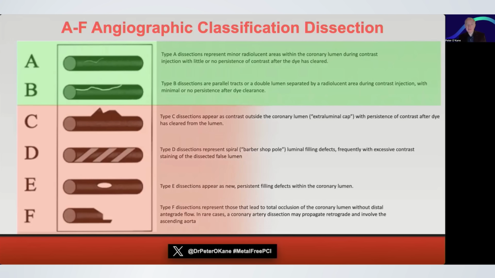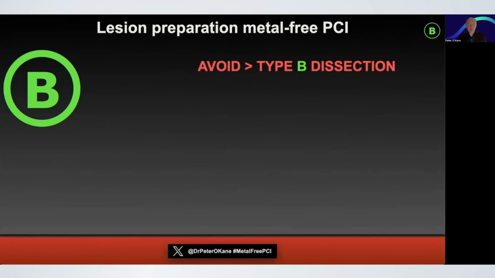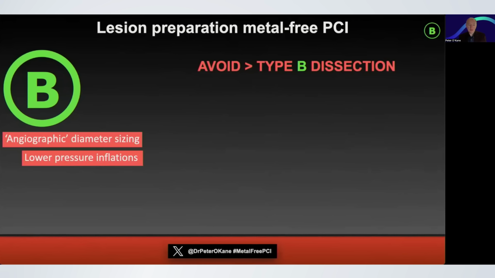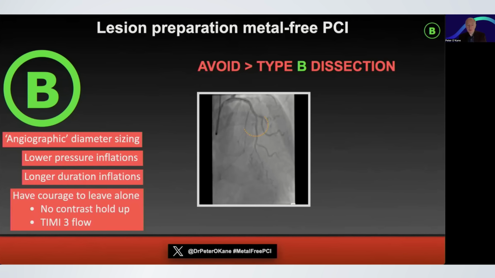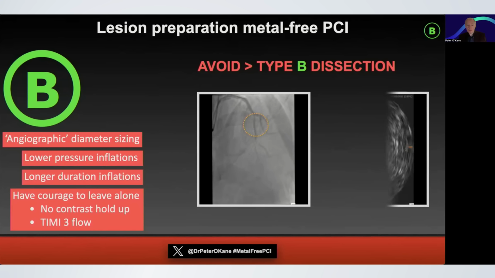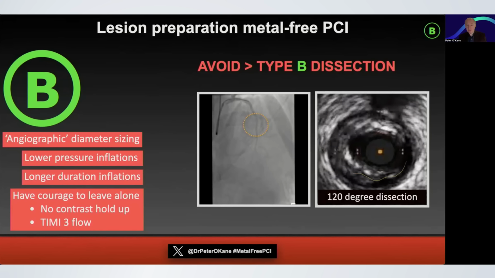This A to F angiographic classification has been around a long time and still has a use. We try and avoid anything greater than a type B dissection. And to do this, we have to perhaps size with angiographic sizing. We have to use lower pressure and longer inflations. And in this example, intracoronary imaging is useful because it detects a medial dissection that hasn't propagated and is really quite safe to leave.